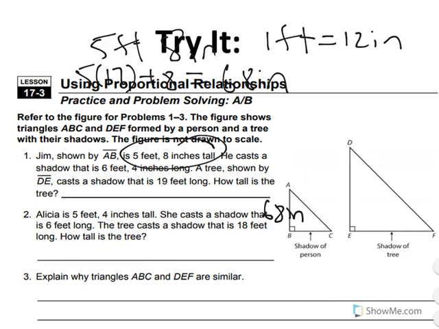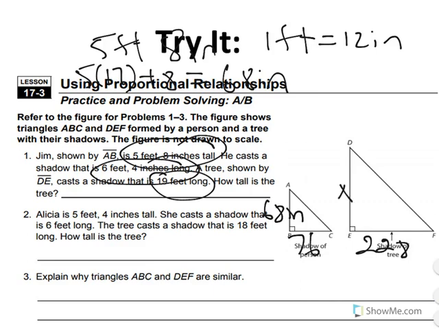And he said that he casts a shadow of 6 feet 4 inches. So then we need to convert this into inches as well. So you do 6 times 12 plus 4. So the shadow is 76. Right? And the shadow of the tree is 19 feet. So you also need to convert this to inches. So you do 19 times 12. So this is 228.